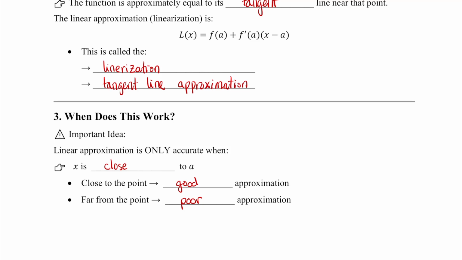So to summarize, we use the tangent line to approximate a function. And this is called a linear approximation. It works best when we are close to the point. All right, that's the main idea of this page. In the next part, we'll start using this formula and look at some examples.